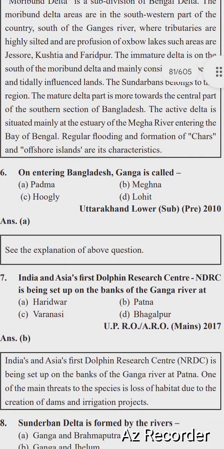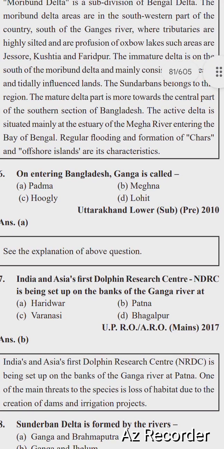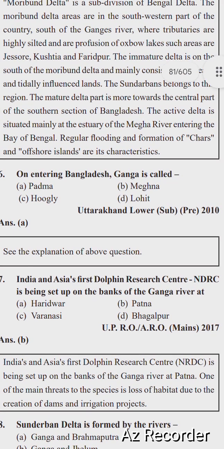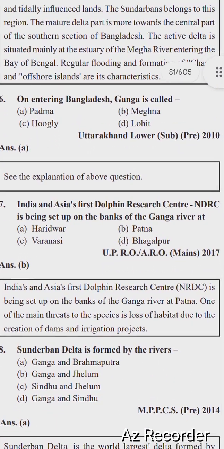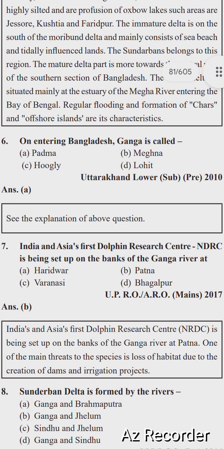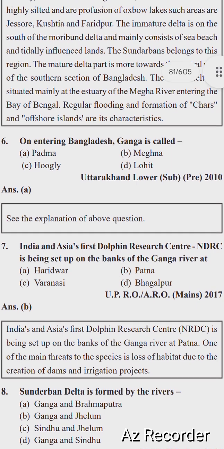Next, on entering Bangladesh, Ganga is known as: option A Padma, option B Meghna, option C Hooghly, and option D Lohit. Right option is option A, Padma. This is a question we should study the maximum, then we will easily remember. Ganga is known as Padma in Bangladesh.